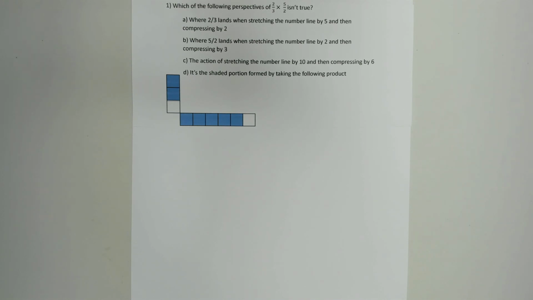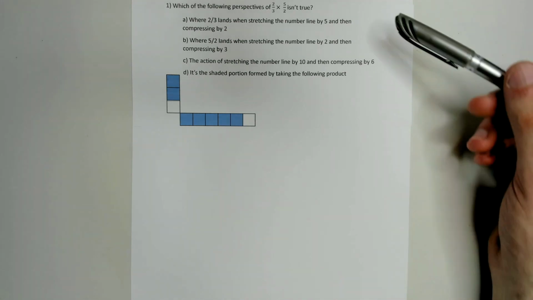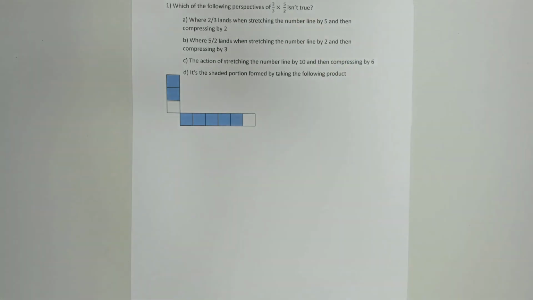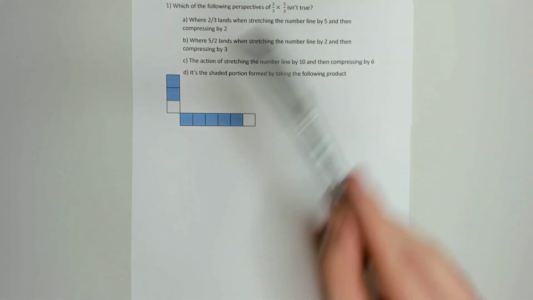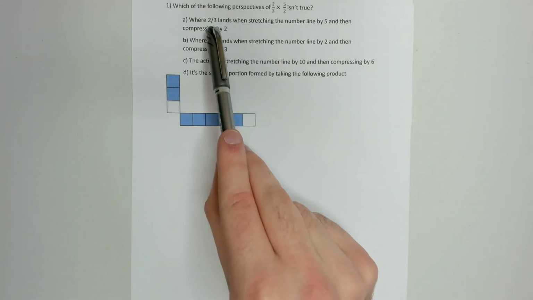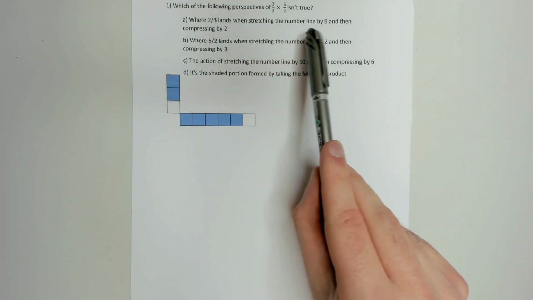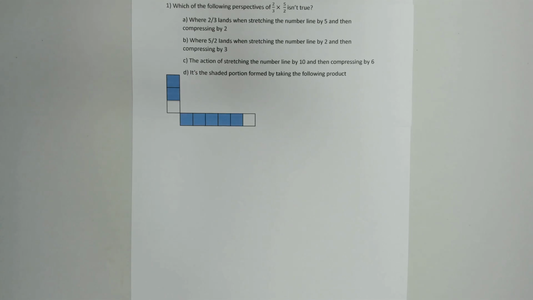Alright, so for our first question, this says, which of the following perspectives of 2/3 times 5/2 is not true? We have 4 different interpretations of this statement here, and we need to determine which one is the incorrect interpretation. The first one is 2/3 times 5/2, that's going to be where 2/3 lands when stretching the number line by 5 and then compressing by 2.